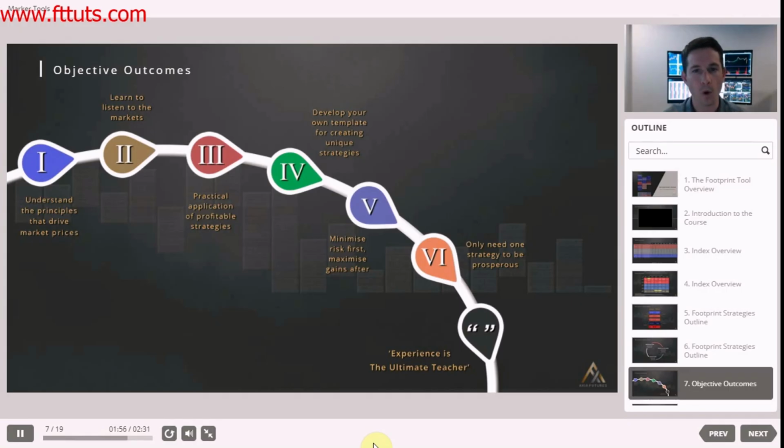The last outcome I really want you to achieve, and I really want you to understand, is that you only need one trade strategy. You only need to be a master of one trade strategy to be not just extremely successful, but also extremely prosperous and wealthy. So remember, guys, skills are developed through time and experiences.